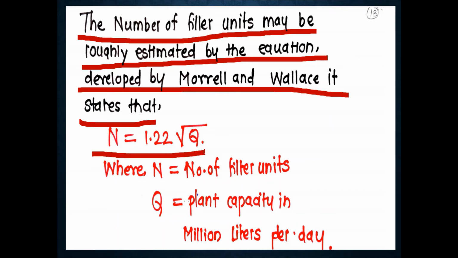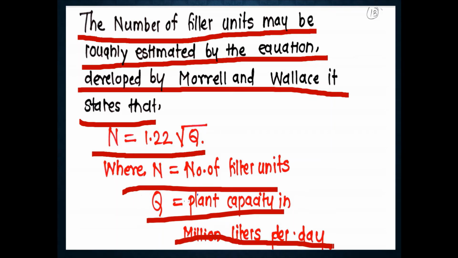Capital N is equal to 1.22 square root of Q, where capital N is nothing but the number of filter units and capital Q is nothing but the plant capacity in million liters per day, meaning Q max, which you have calculated in million liters per day. Just this value you have to substitute, and you will get the approximate number of filter units which should be provided. Okay, this is the meaning of N and Q, but remember the value should be in million liters per day.